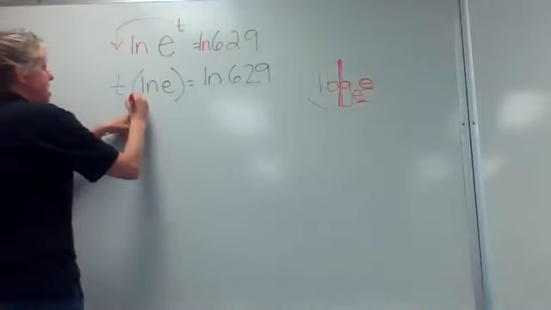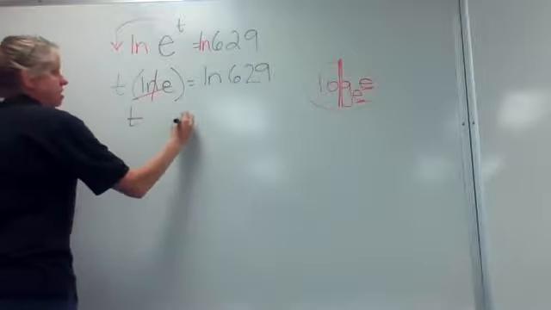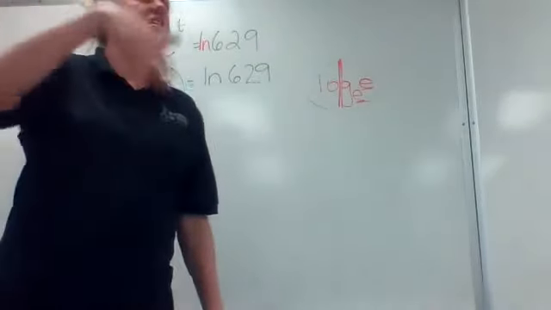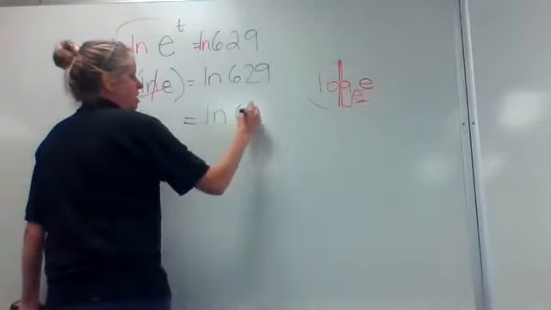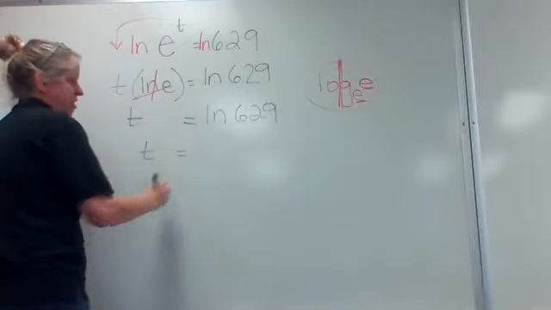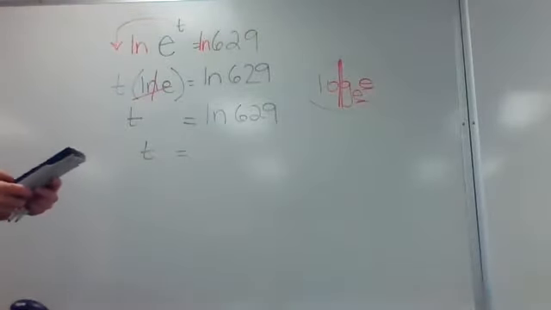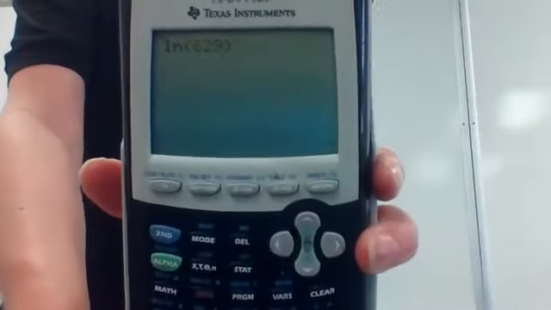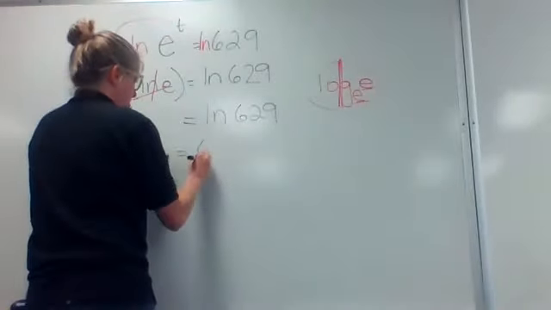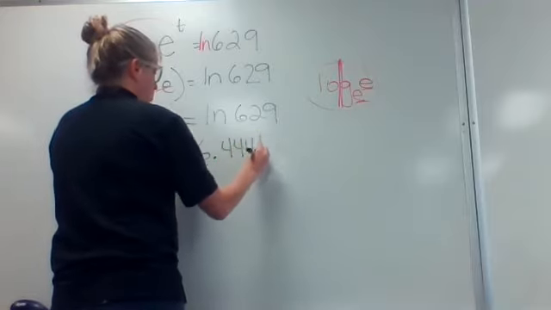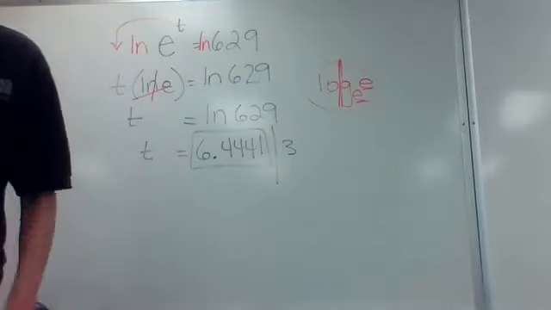So anytime these two things are the same, this whole thing is just a 1. So this really says t times 1, which is just t. So anytime you see that ln of e, it just kind of goes away because it's just a 1. So now I have t equals ln of 629, and I just punch that in my calculator. Hit your ln button, 629, close, and then round it to 4. 6.4441. After the 1 is a 3, which means you don't need to round up the 1.